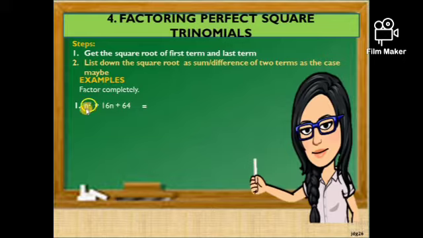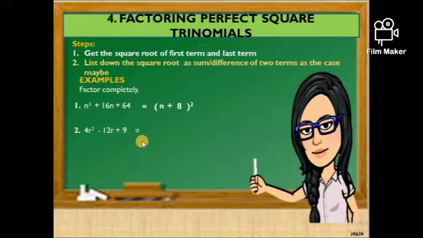Kunin mo na ang square root ng first term. Ang square root ng n squared ay n. And then square root of the last term, 64, so ang square root ng 64 ay 8. Then follow the sign of the middle term which is positive. And then, lagyan nyo na lang siya ng parenthesis and then squared. Therefore, the factors of n squared plus 16n plus 64 equals n plus 8 squared. And it's done.